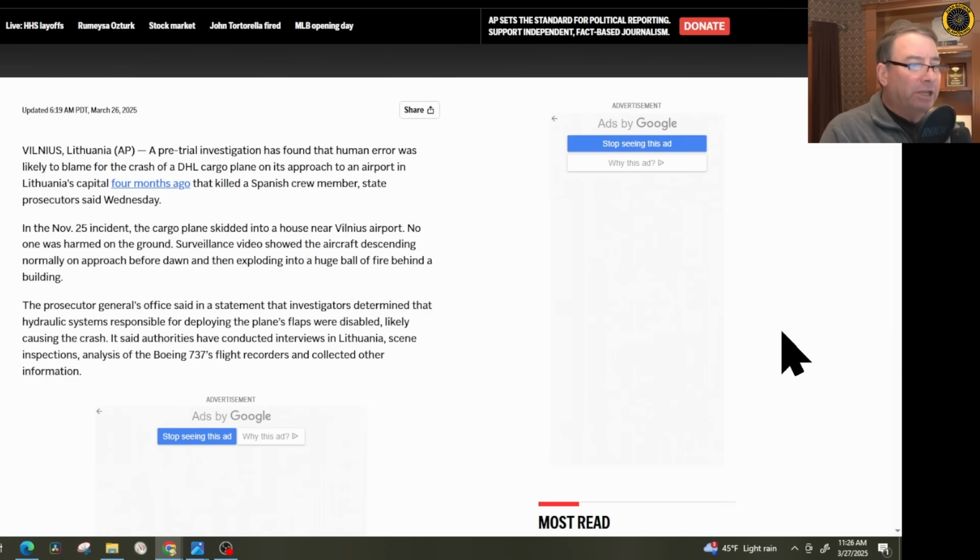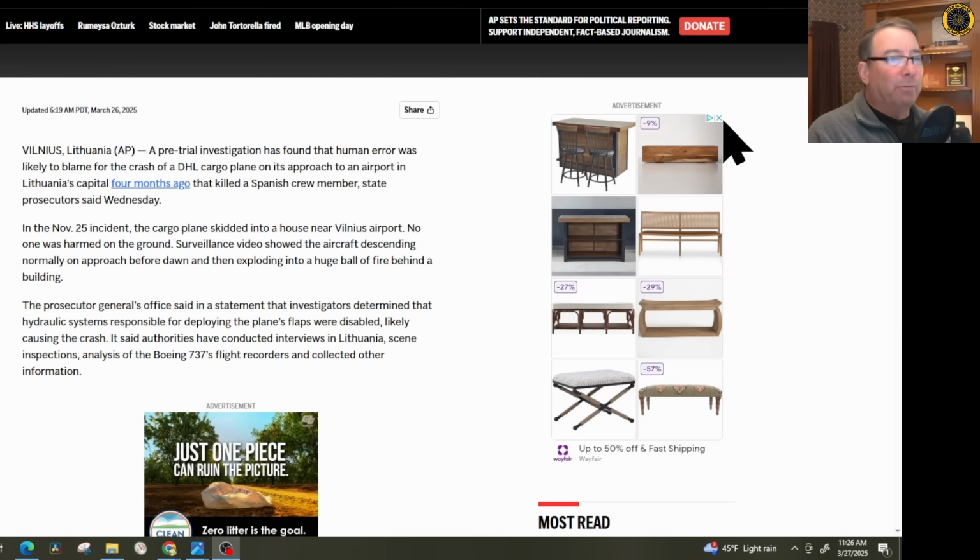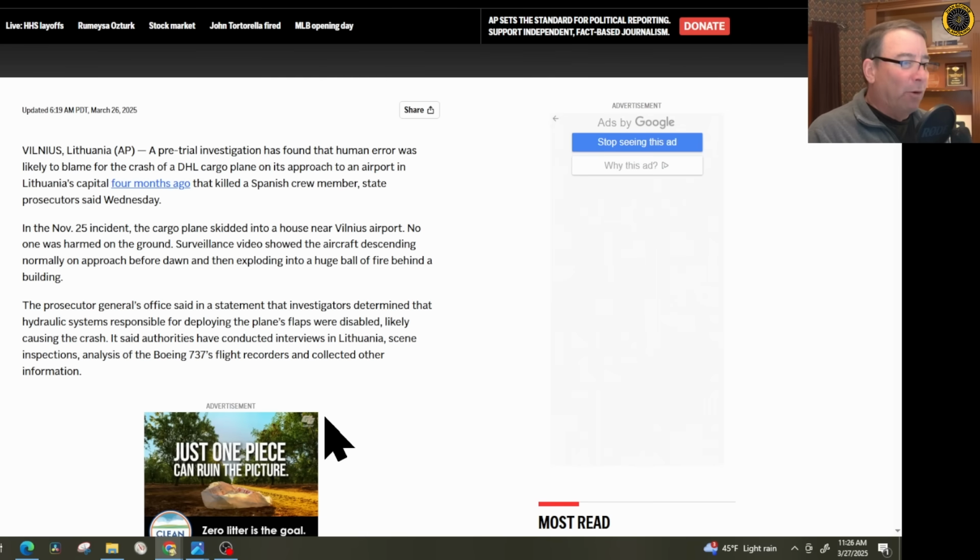It is Thursday, the 27th of March, and sometimes in the course of accident investigation, the simplest explanation may very well likely be the cause. This accident is also a reminder that the presumption of innocence before proven guilty is not always the case when you're involved in an accident overseas. In this case, the Prosecutor General's office there in Lithuania said in a statement that investigators determined that the hydraulic systems responsible for deploying the plane's flaps were disabled, likely causing the crash.